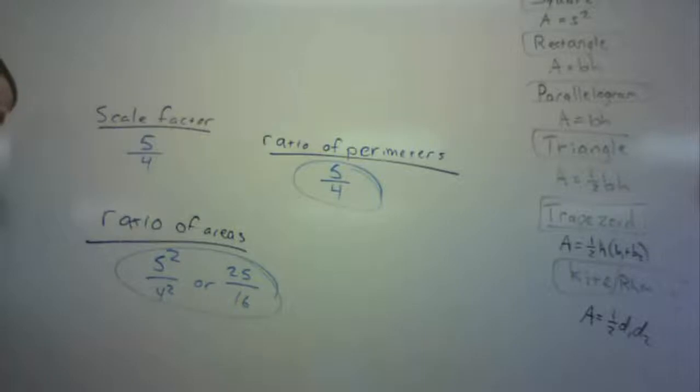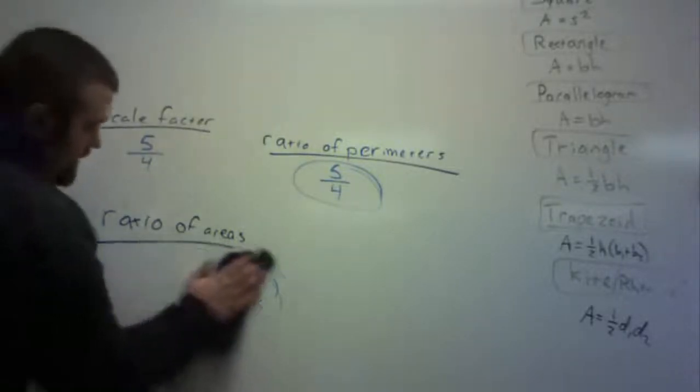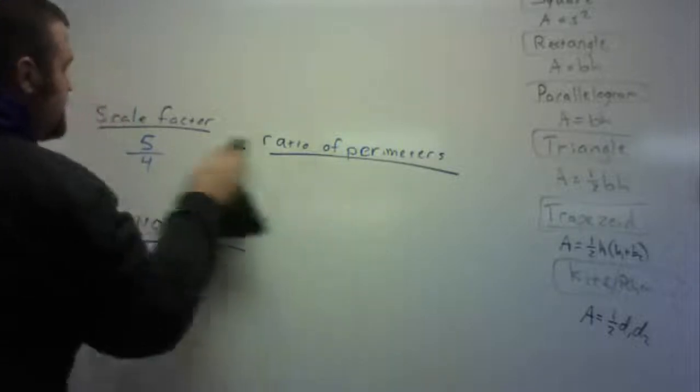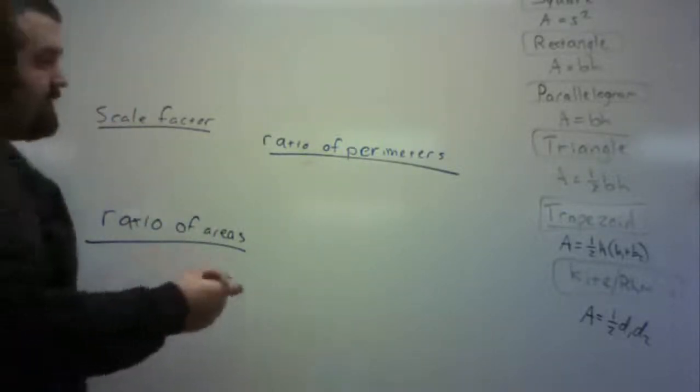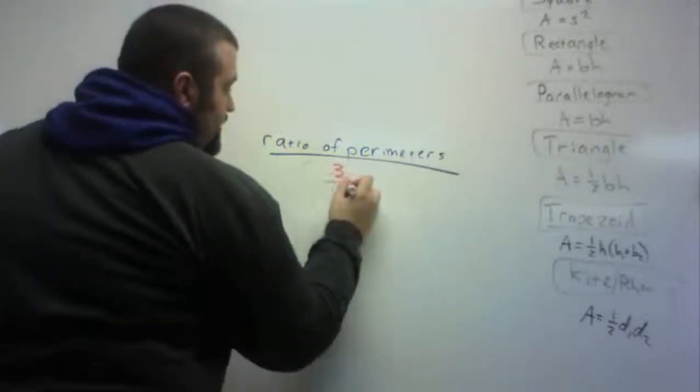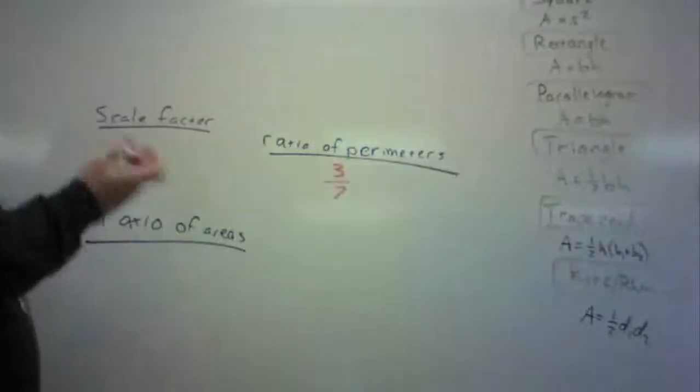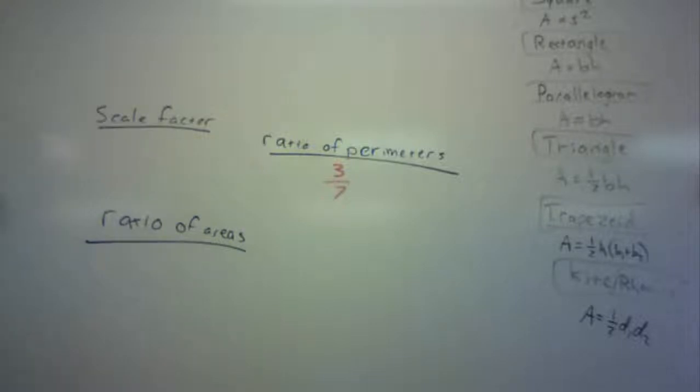The next problem, they say for me the ratio of perimeters is 3 to 7. So that one should be pretty quick to identify. Ratio of perimeters is 3 to 7. So this is 3 to 7. And they want to know the other two.